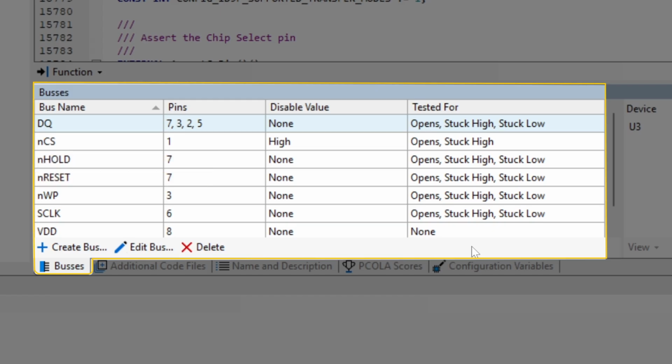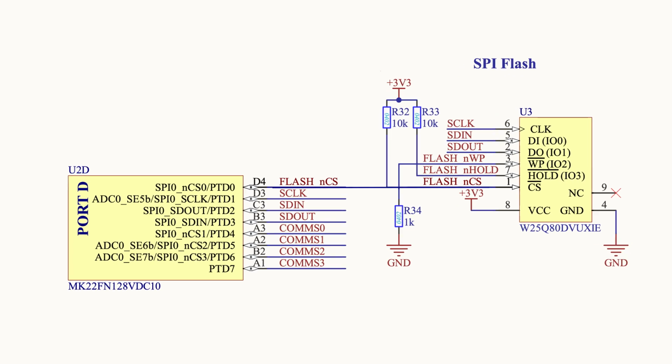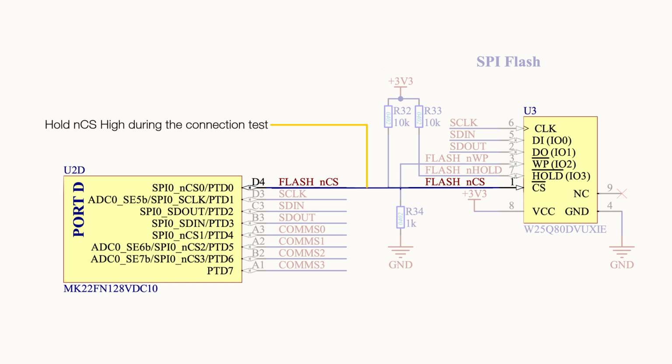While we're in this tab, let's talk about disable values, which are listed in this column here. They're relevant when you need to hold a pin on a device at a fixed value during the connection test to stop the device interfering with the test. This chip select bus, for instance, has been given a disable value of high to ensure the memory is kept disabled during the connection test. That stops it driving its outputs to ensure it won't disrupt the test.